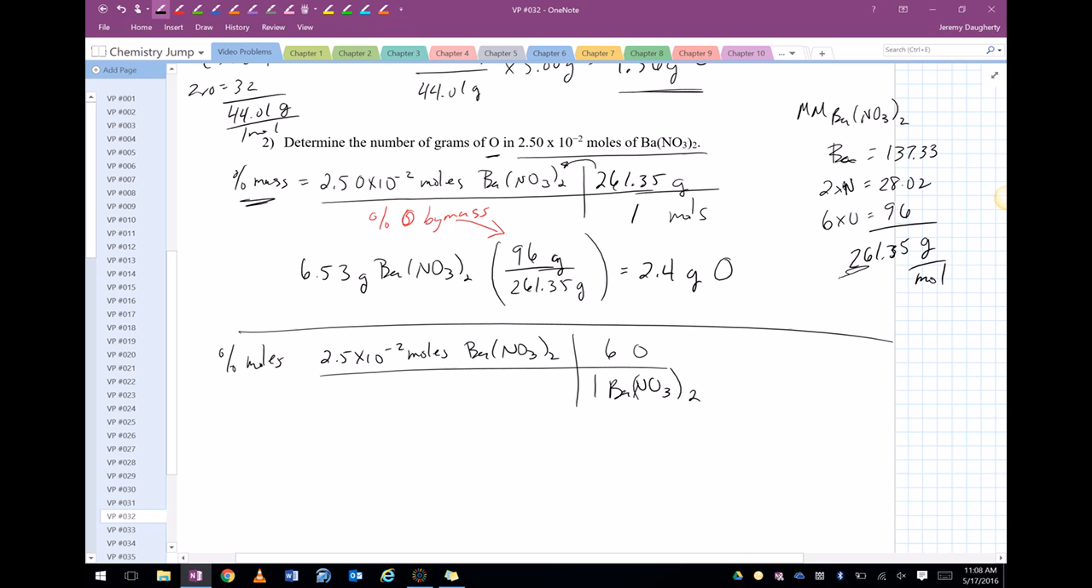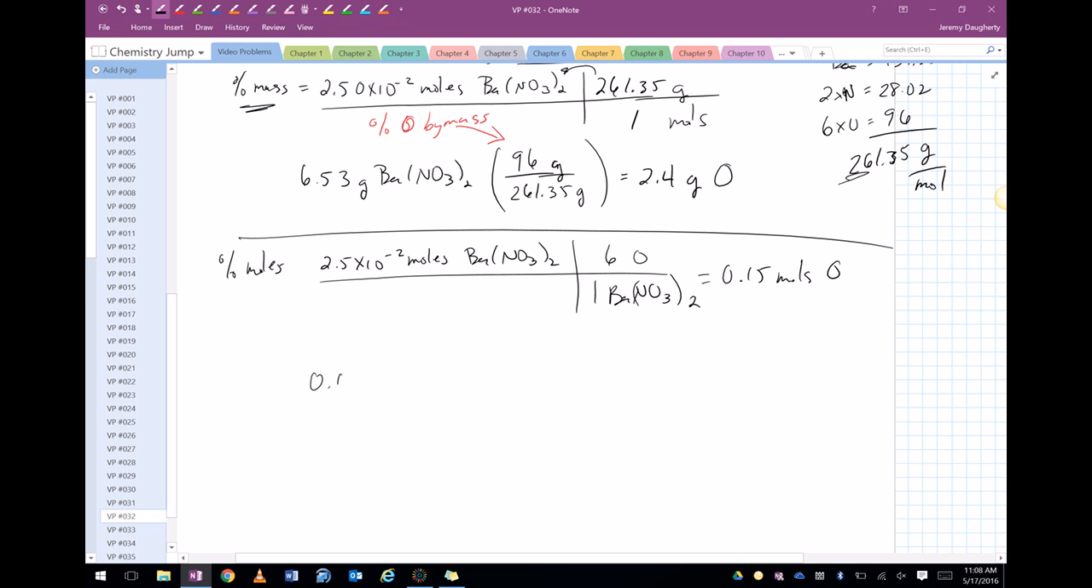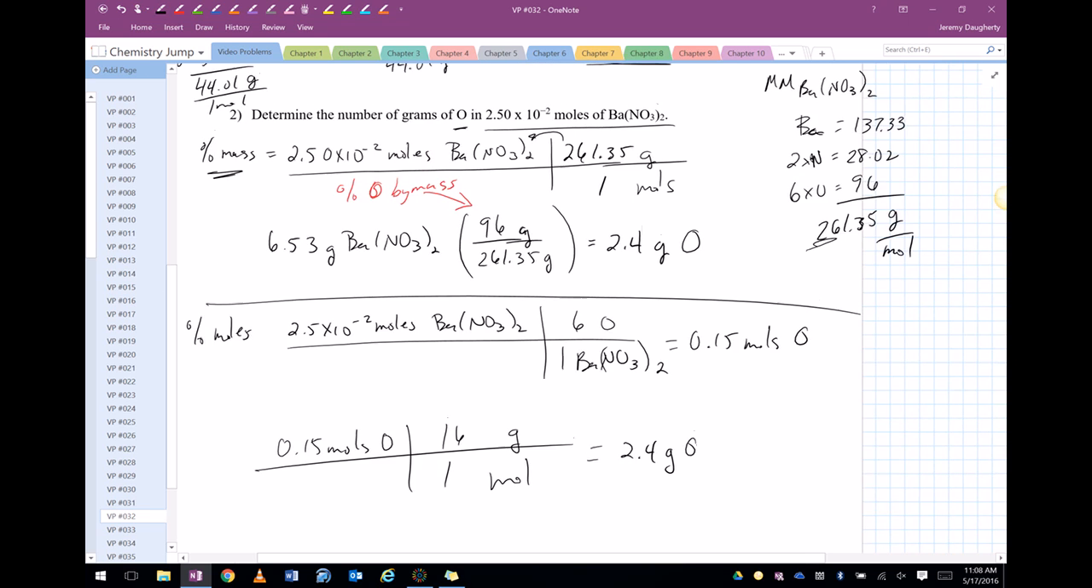So I'm going to take 2.5 times 10 to the negative second, and I'm going to multiply by 6, and that's going to give me 0.15 moles of oxygen. And then if I want to get the mass, I'm going to take 0.15 moles of oxygen and convert it to grams. So grams over moles, moles over grams, talking about molar mass, so that's 16 grams per 1 mole. So that's times 16, and I get 2.4 grams of oxygen. Okay, so there are a couple different ways to do the same type of problem.